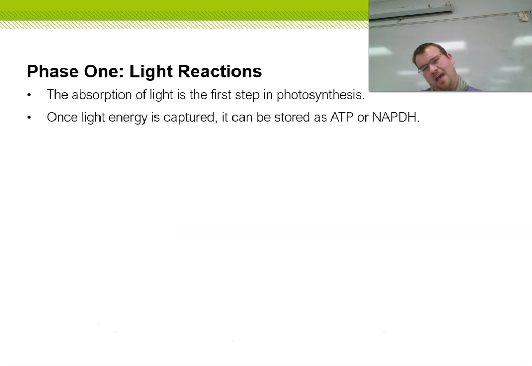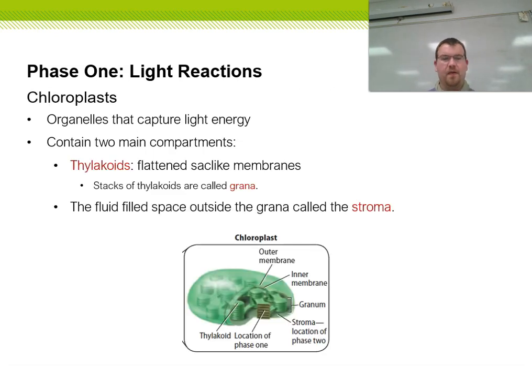So within this, we have phase one, which are our light reactions, and that is where the absorption of light is the first step in photosynthesis. And what happens is once light energy is captured, it can be stored as ATP or NADPH. So within this, the organelle, which you guys should know at this point, that is allowing this to take place is the chloroplast. And this is where the light capturing pigments are held. This is where the light is captured and the process of photosynthesis will take place.